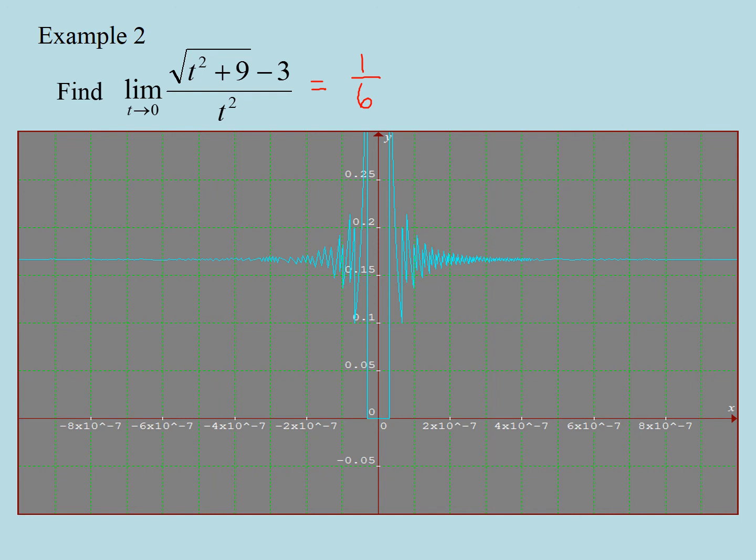So that's the problem with looking at limits graphically. Sometimes we can't really tell exactly, or we get a false reading from a graph of what the limit actually is. So that's why we're going to move from looking at limits graphically and numerically to analytically.